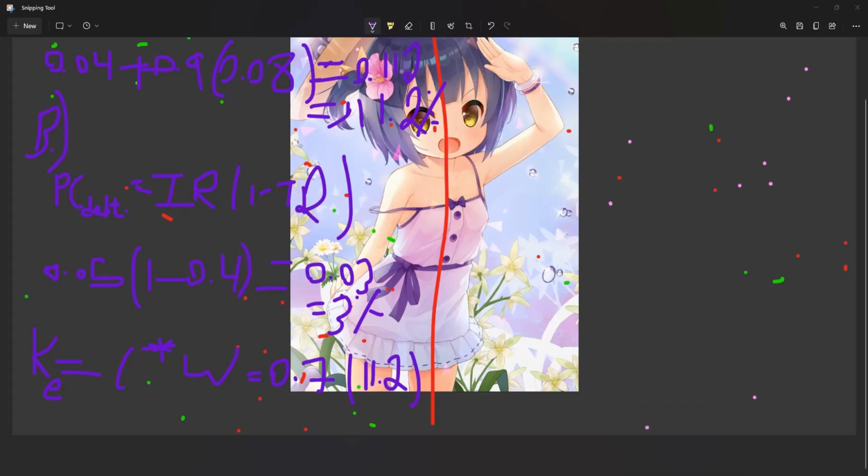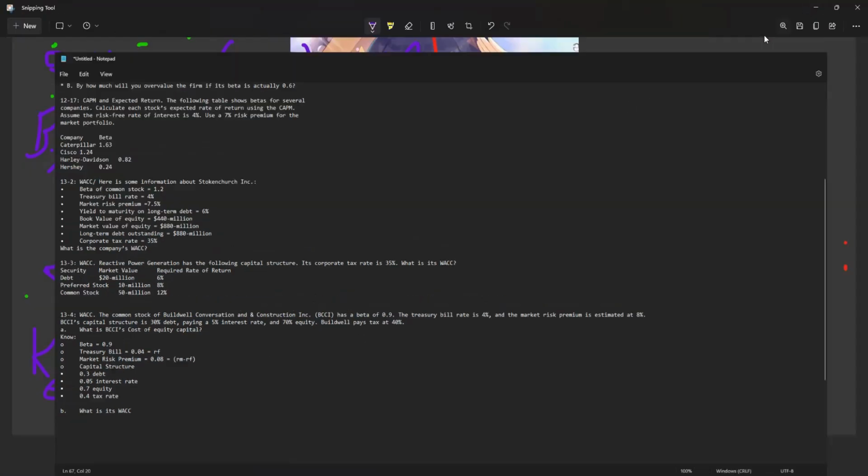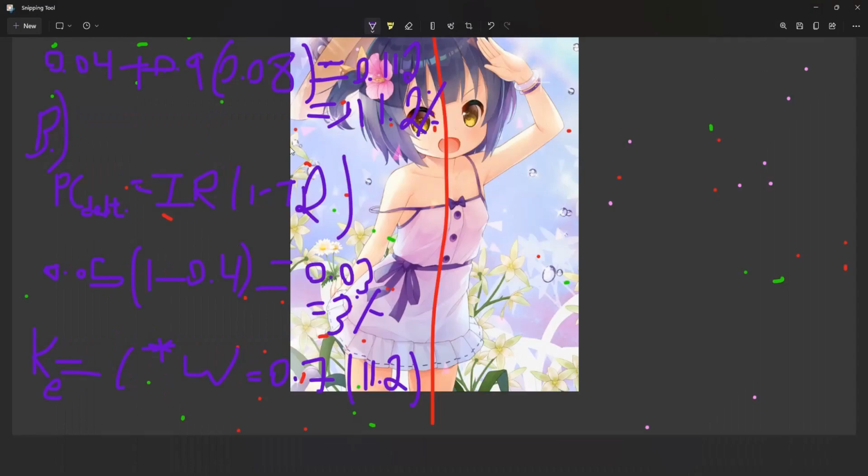Back in the question, just so you guys can see it, it says that in the capital structure, 0.7 is the equity. And the post-tax cost of debt used 0.05 because back here it says that the interest rate is 0.05 and that the debt is 0.3. My bad, the 0.3 thing is something else.